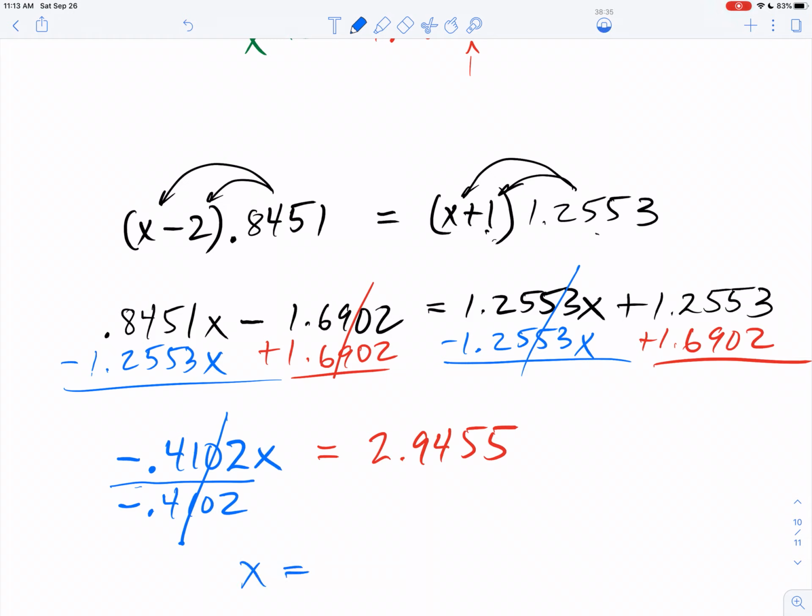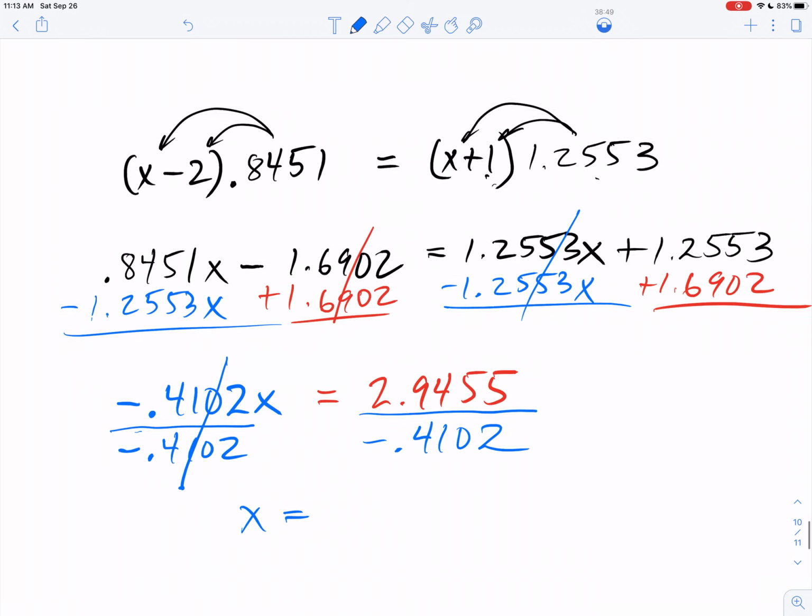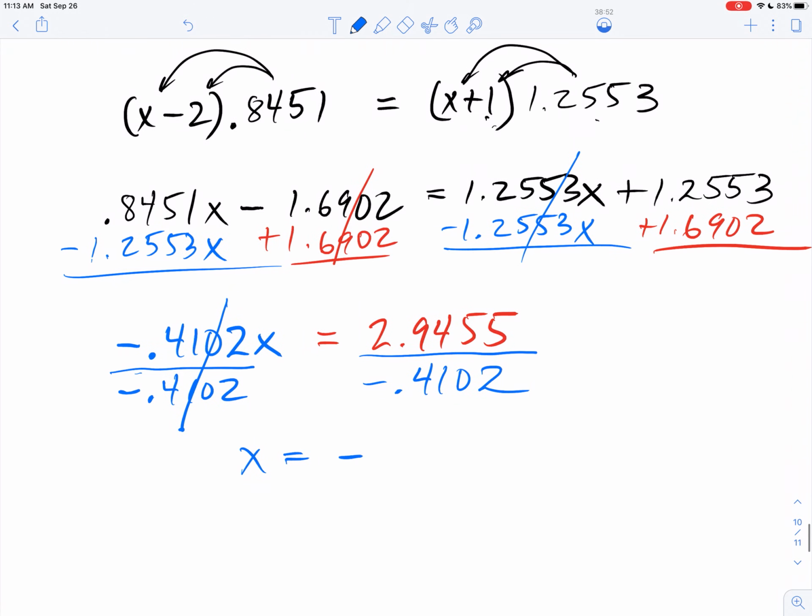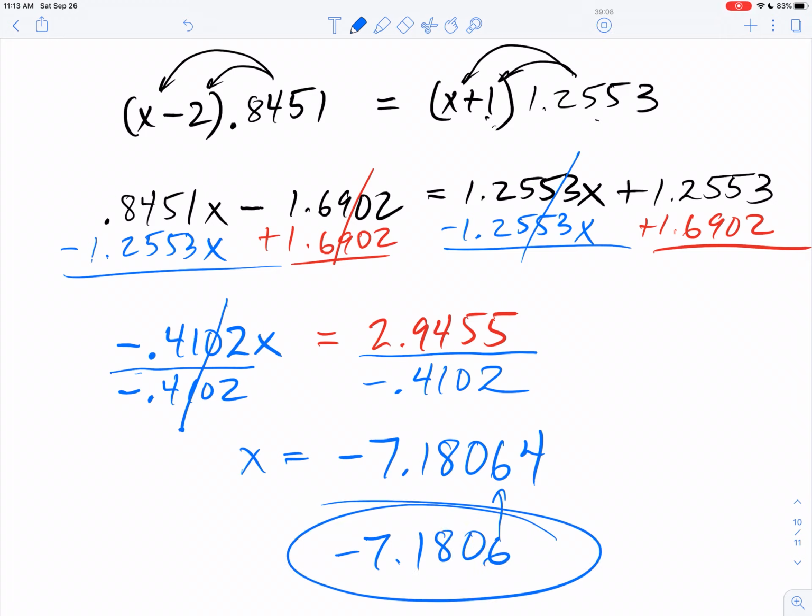X is going to be equal to, well, whatever this divided by that is. And let's see. So I take that number divided by a negative 0.4102. And my answer turns out to be negative 7.18064. And if I was going to round to the fourth decimal place, it would say negative 7.1806. That would be the answer.